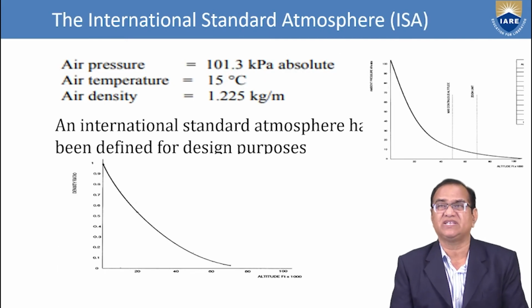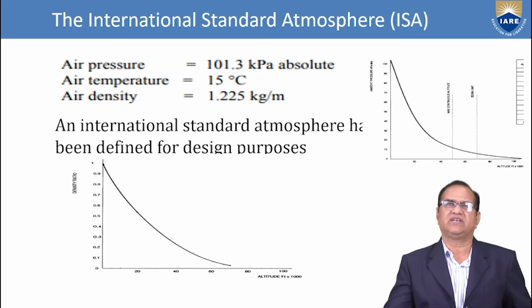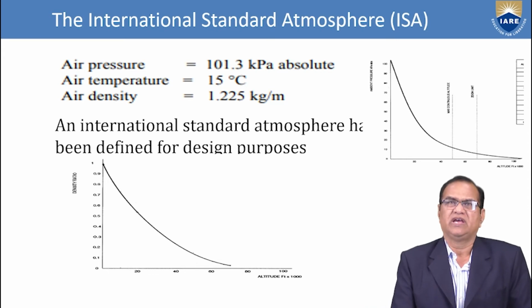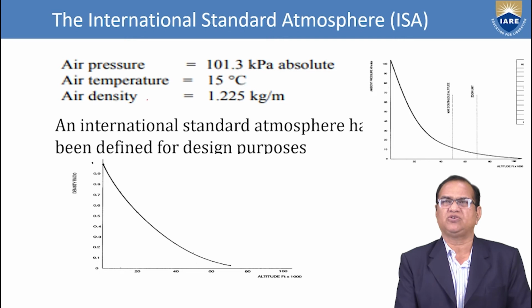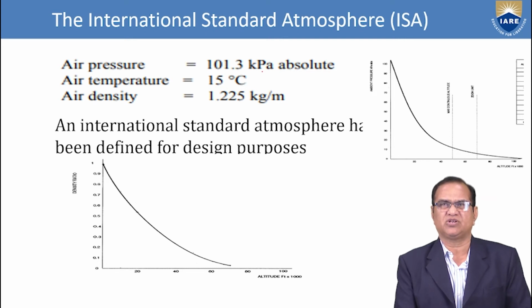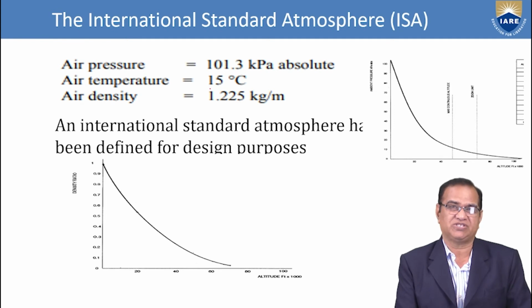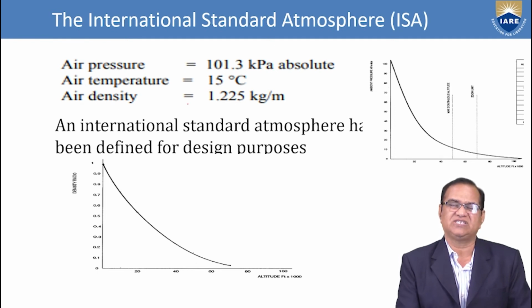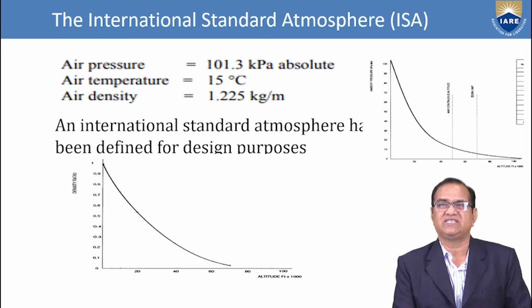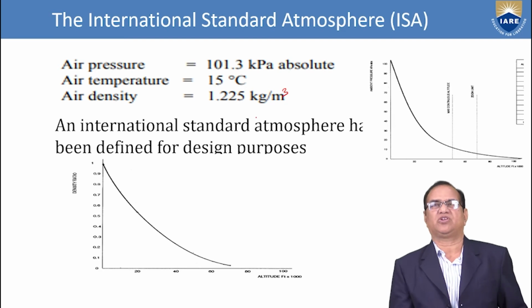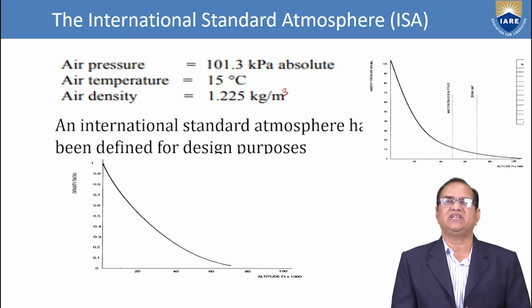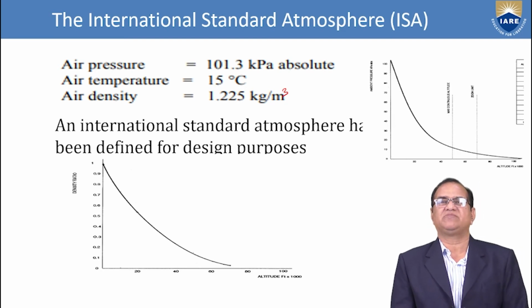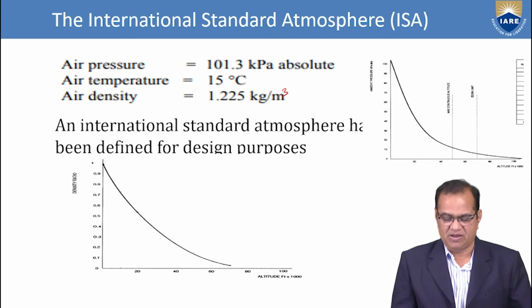So the international standard atmosphere, what is that? For air pressure, it should be 101.3 kilopascal absolute. Air temperature is 15 degrees centigrade. It is an international standard temperature, and the sea level density is 1.225 kg per meter cube, not per meter. So an international standard atmosphere has been defined for design purposes.